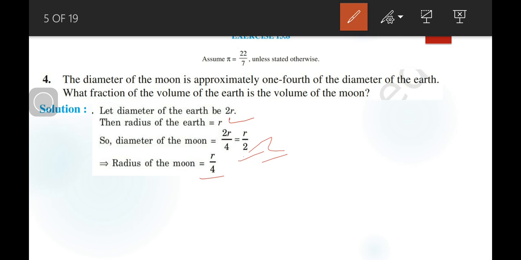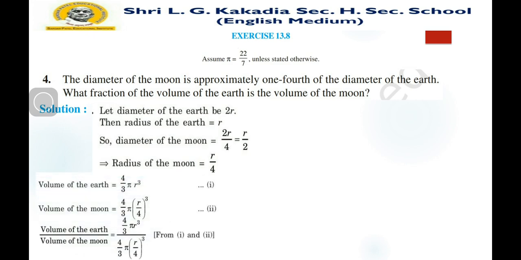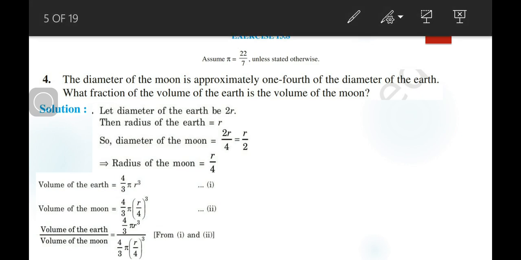So let me find the fraction. The volume of the earth can be given as 4/3 pi r cube. The volume of the moon is 4/3 pi, and the radius is r by 4, so we take r by 4 cube. So the fraction is the volume of the moon divided by the volume of the earth. Here 4 by 3 and pi will be cancelled.